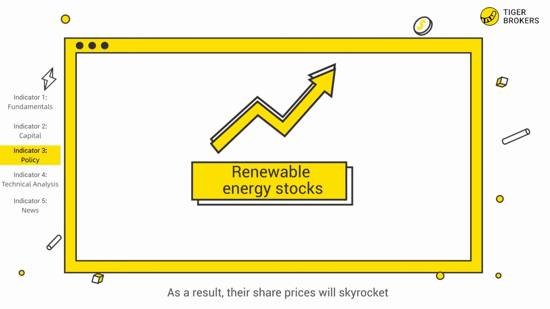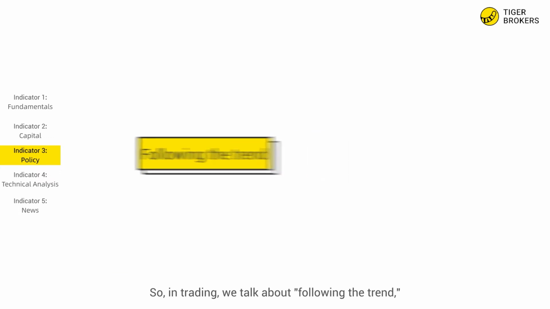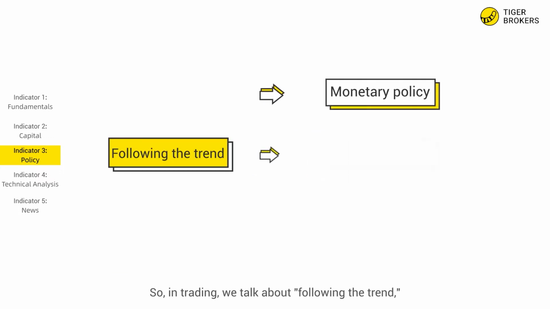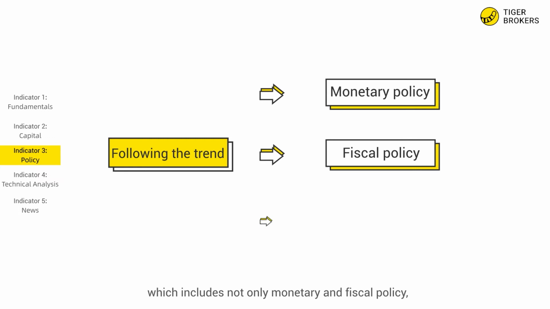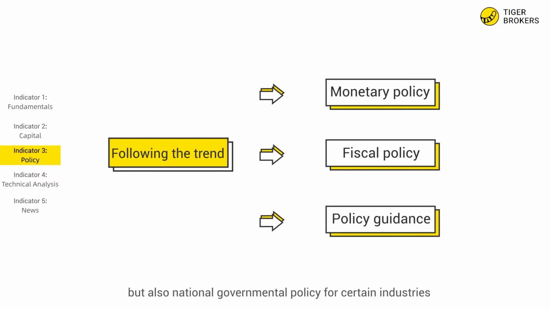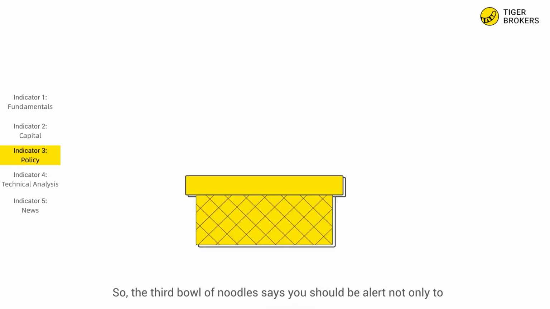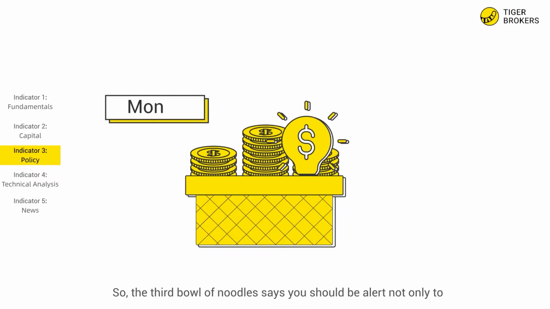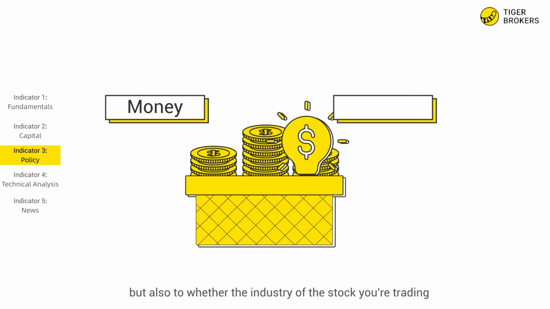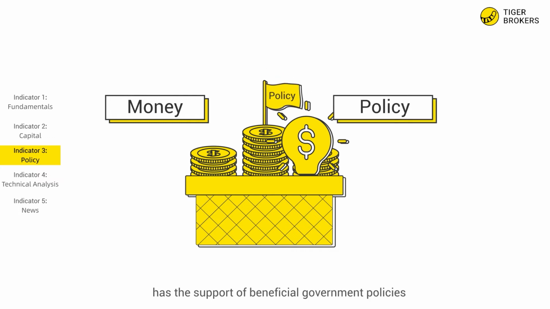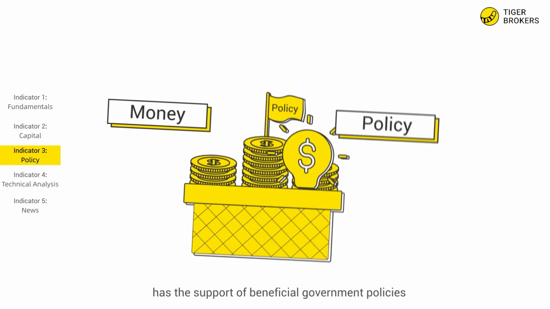As a result, their share prices will skyrocket. So, in trading, we talked about following the trend, which includes not only monetary and fiscal policy, but also national government policy for certain industries. So, the third bowl of noodles says you should be alert not only to the amount of money in the markets, but also to whether the industry of the stock you're trading has the support of beneficial government policies.